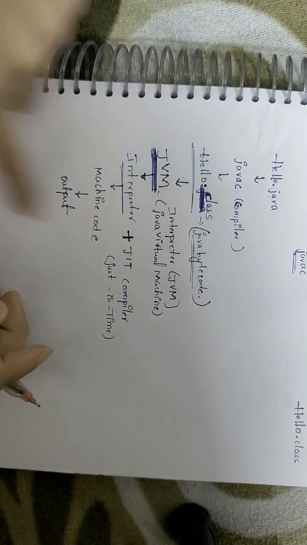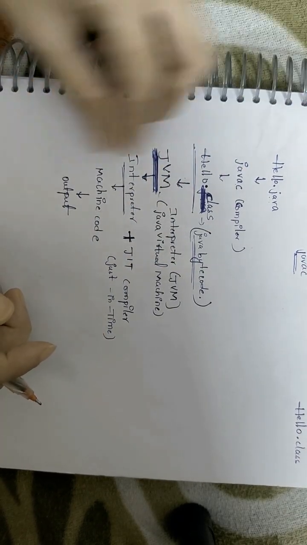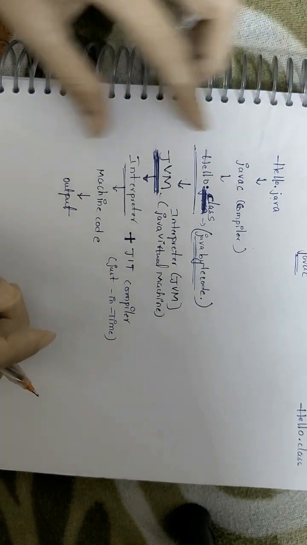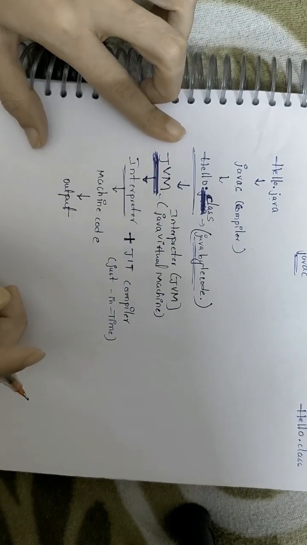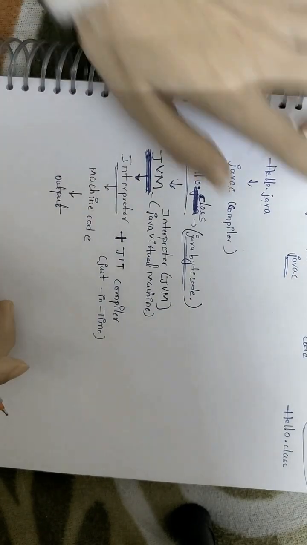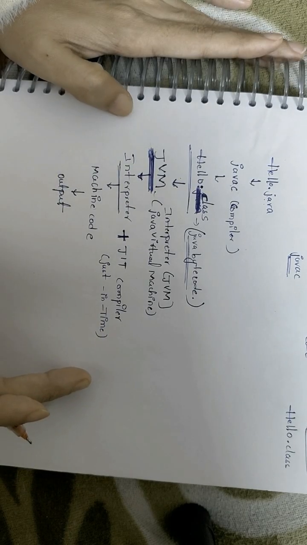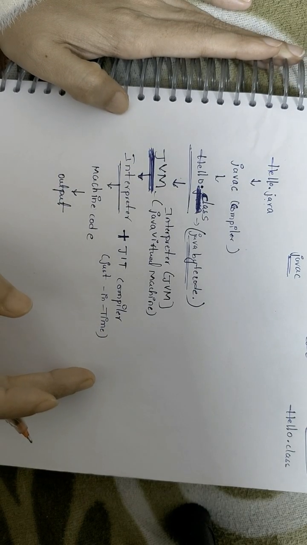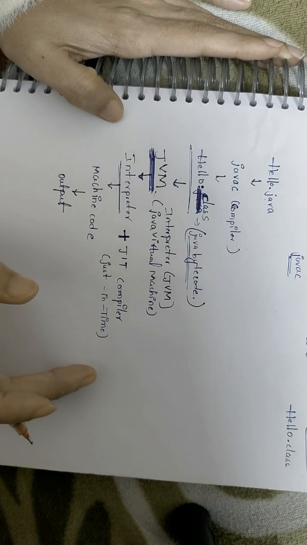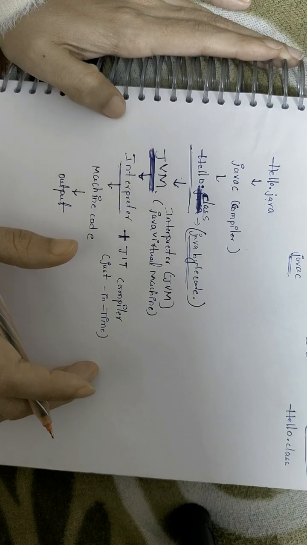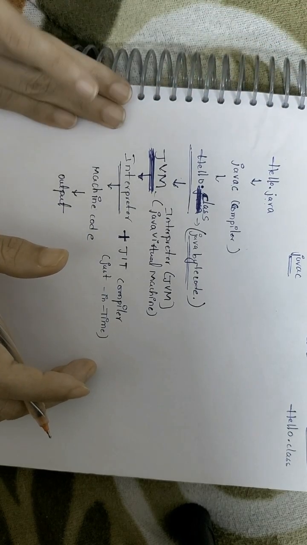So like this, our high level code is converted into low level code using a compiler and an interpreter. I think you will understand this process, and tomorrow I will explain what JVM, JRE, JDK and JIT are.